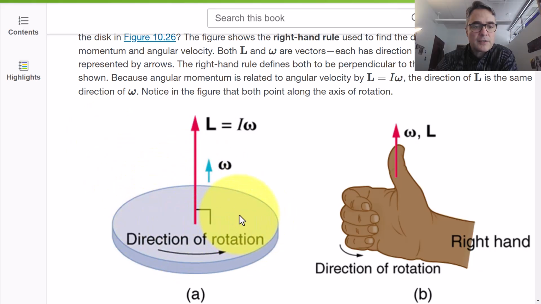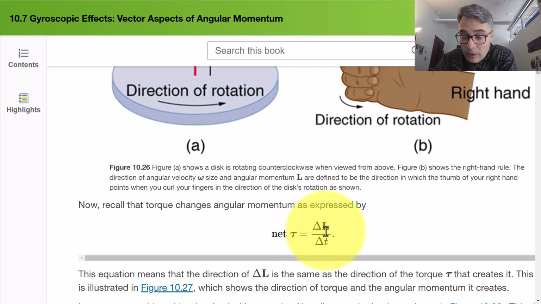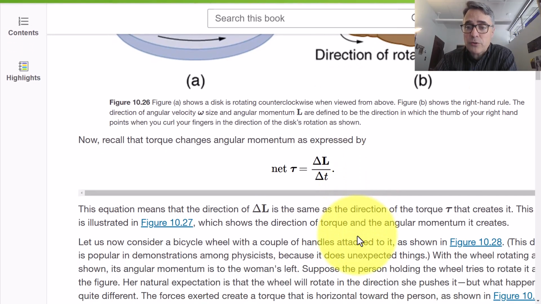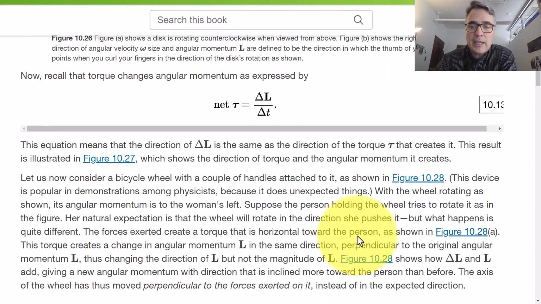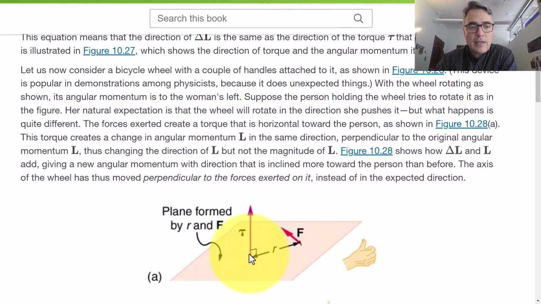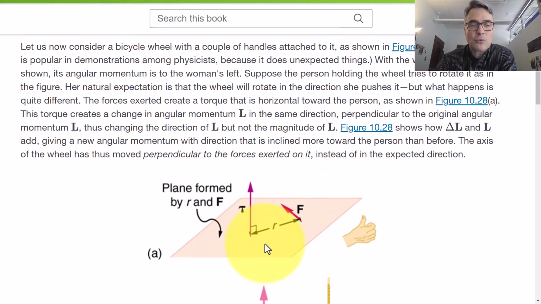So here is something that's rotating counterclockwise. Then you use your right hand to see that if it's counterclockwise as viewed from above, the L vector is up. And it turns out that the net torque is the rate of change of this L vector. So torque also has a vector sense to it. And the way that goes is that torque is a cross product of R cross F. So R is a vector which goes from the pivot point out to where the force is applied, and F is that force that's applied.